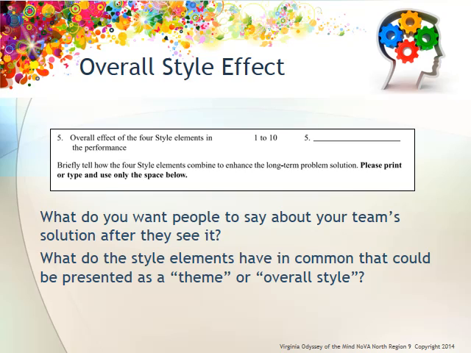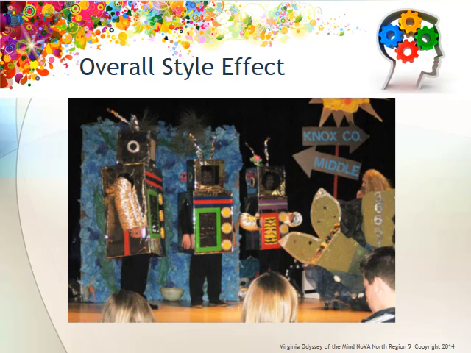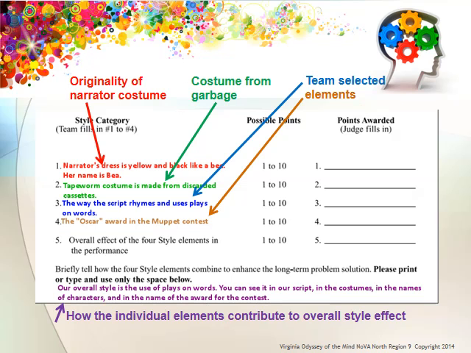The space at the bottom of the form is where the team tells the judges how the 4 specific style elements combine to enhance their overall solution. For your overall style effect, try to think of a theme or a single adjective to describe it, such as funny or futuristic or musical. This make-believe team chose the use of plays on words as its overall theme.